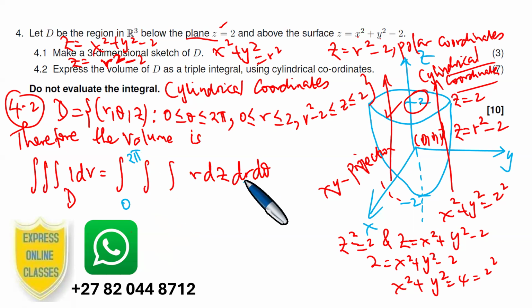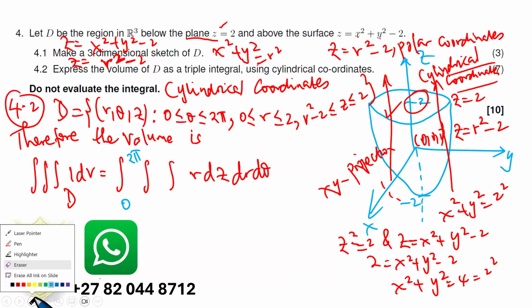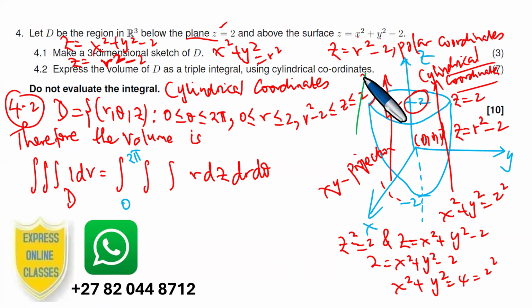The radius of this circle at the top, we said already, x squared plus y squared is equal to 4. Whenever you equate, you make the plane equal to the paraboloid. The plane at the top is z equals 2, and this plane is like a two-dimensional piece of paper that you have put to cover this.